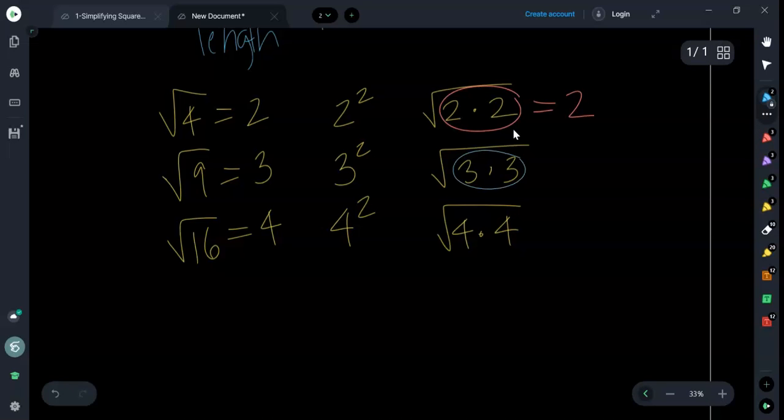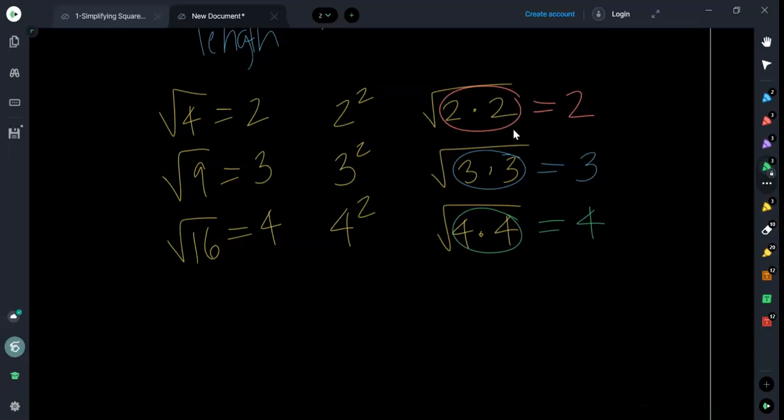What's the square root of 3 times 3? Well, the square root of 9, which is just 3. And what's the square root of 16? Well, that's the square root of 4 times 4, which is 4. So, do you see a pattern here? For every pair, I can bring one outside the radical sign.